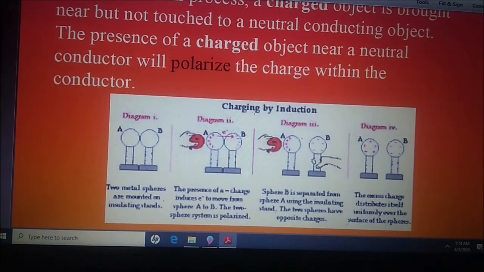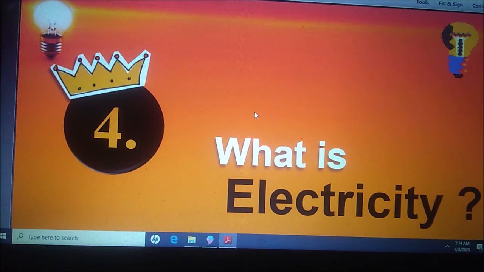Now there is one more method, known as the friction method, which we have studied in class 8th also. In friction, two different uncharged bodies are brought near to each other, and when they rub against each other, they get charged. One body will acquire a positive charge and the other a negative charge. So basically there are three types of charging process: friction, conduction and induction.